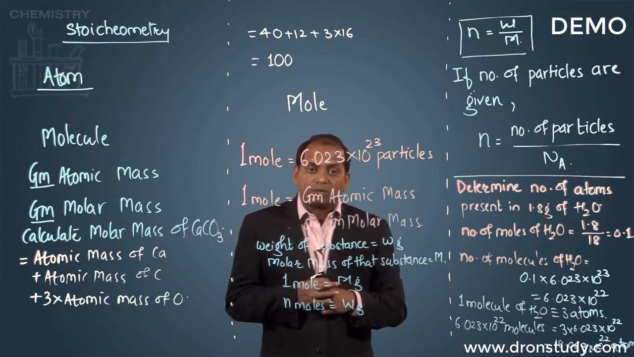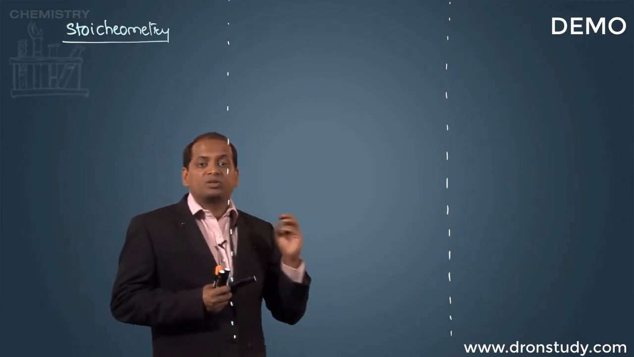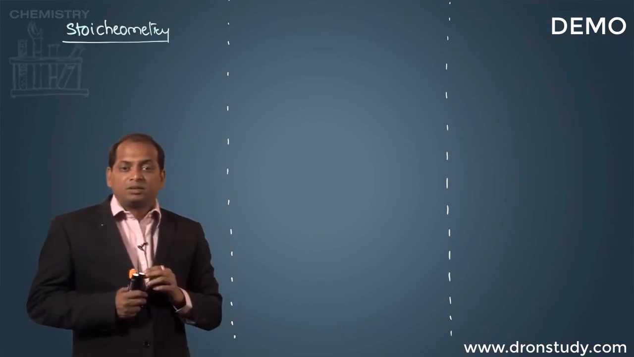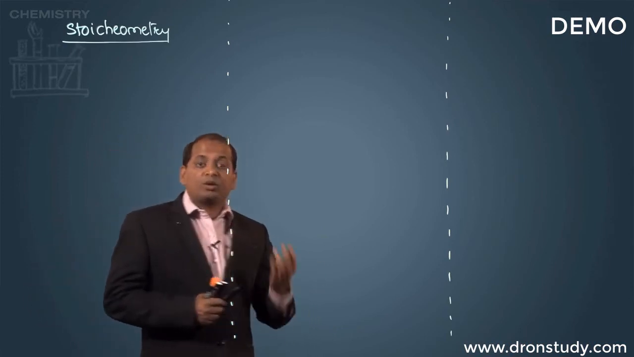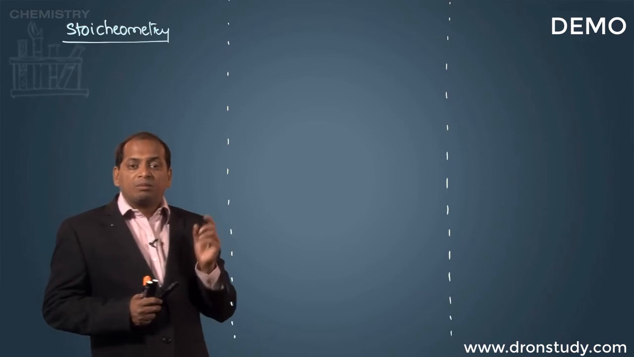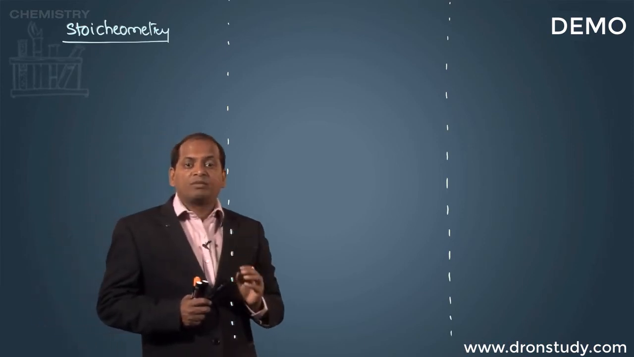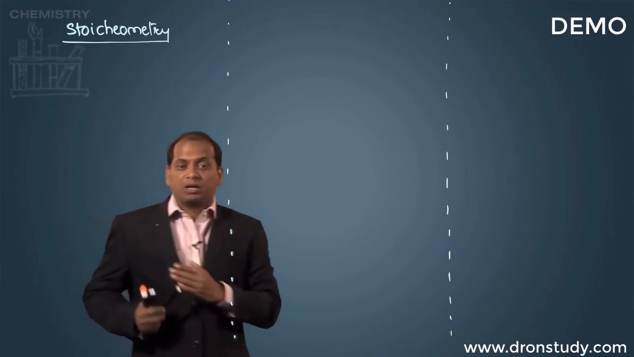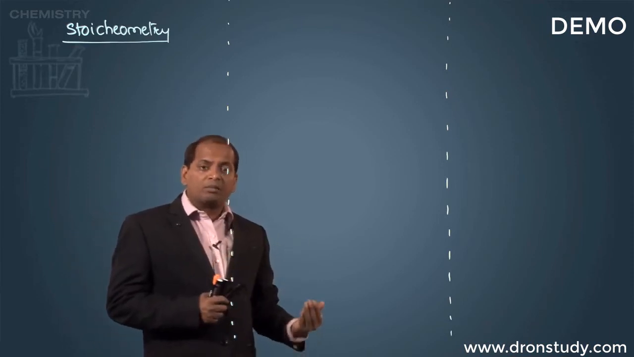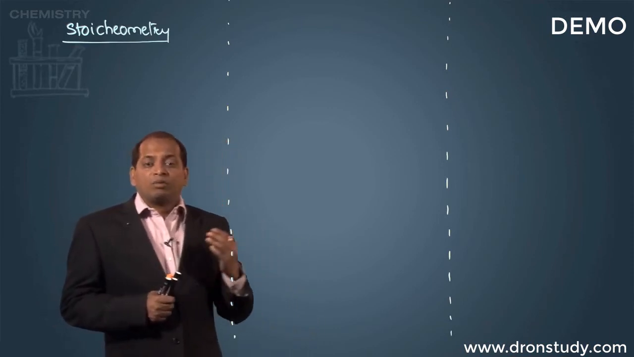Thank you. Stoichiometry means what? Stoichiometry means quantitative measurements of reactants and products. It deals with the amount of substance we are taking, and the determination of various masses: molar mass, atomic mass, equivalent mass, and so on. In all this chemistry, calculation plays a very important role.